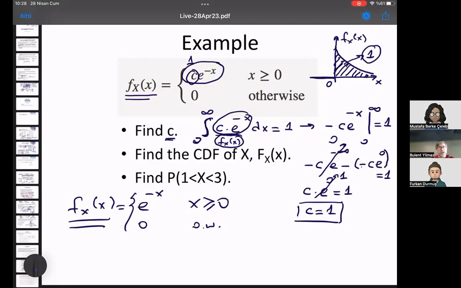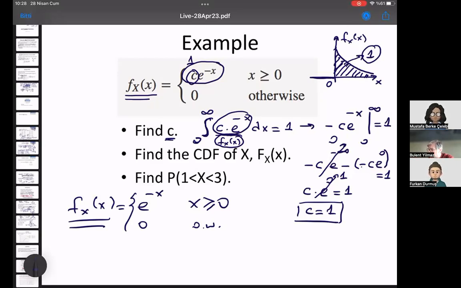Is this understood, guys? The area under the PDF function should be equal to 1 for continuous random variables. For discrete random variables, all probabilities of random variables should add up to 1. Okay? That's the difference between continuous random variables and discrete random variables.